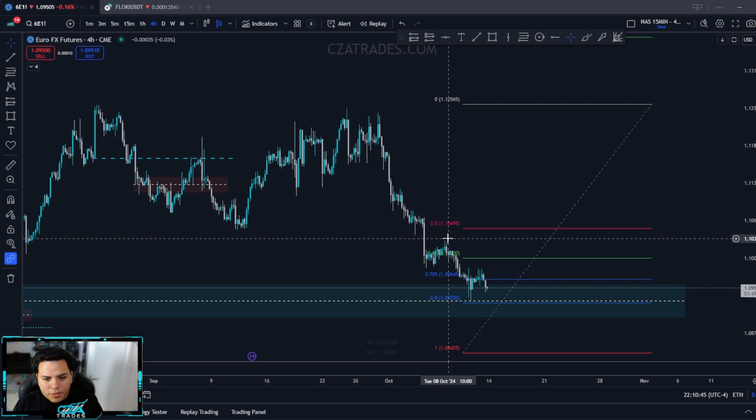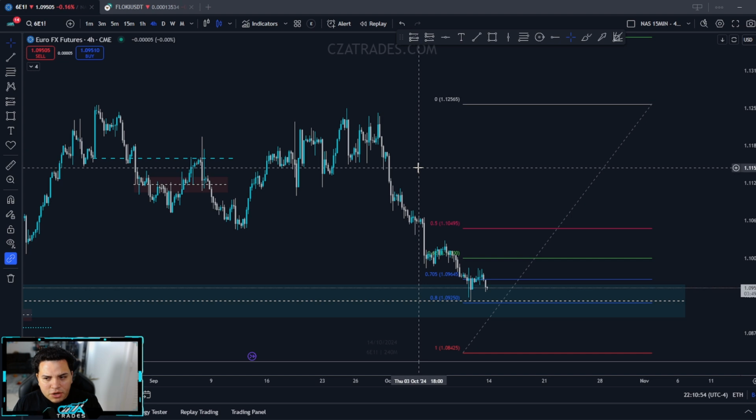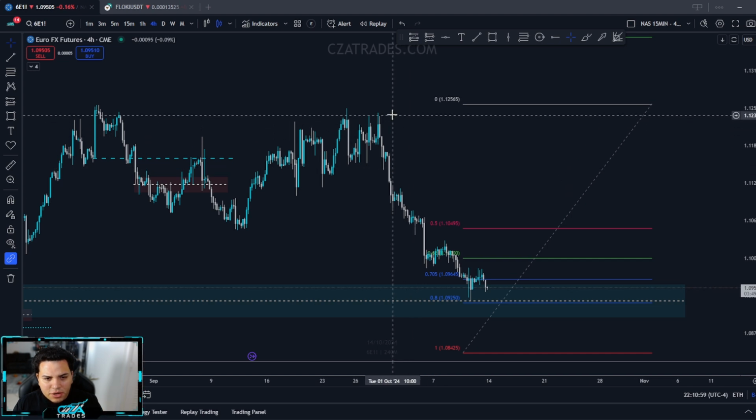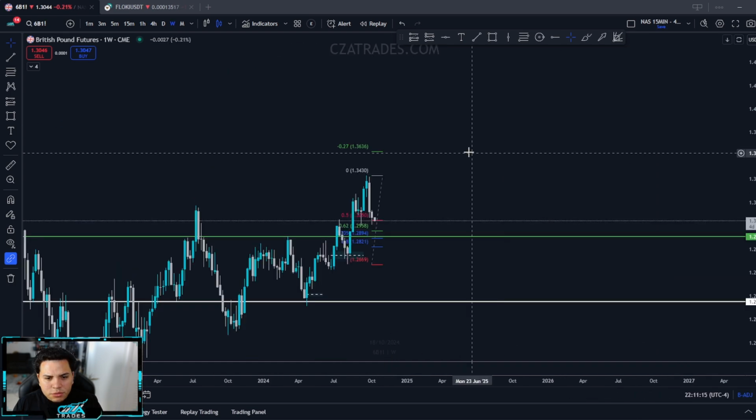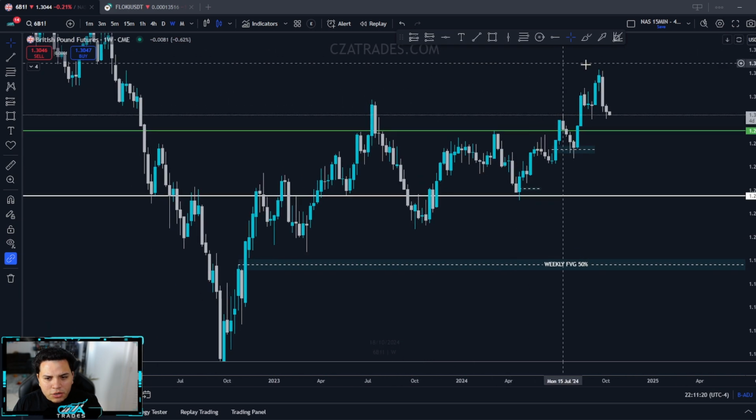This area here, about 50%, excuse me, is 1.10325. This area here, about the 50%, you're looking at about 1.11505. And then the full take profit should do the wicks, but I'll do the bodies: 1.12240. Moving on to GBP on the weekly, bullish, making new all-time highs here.